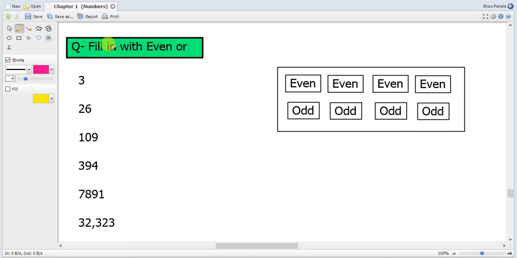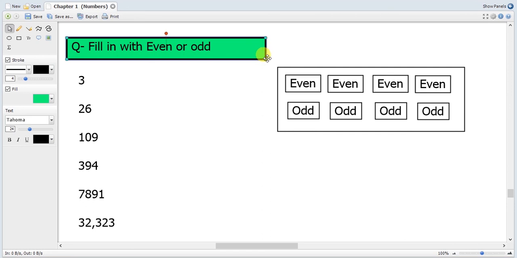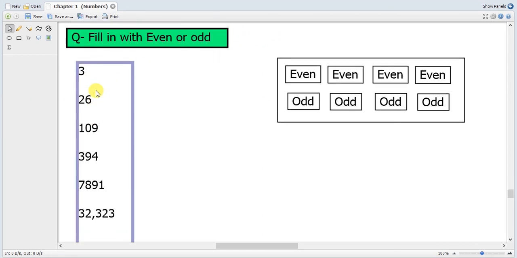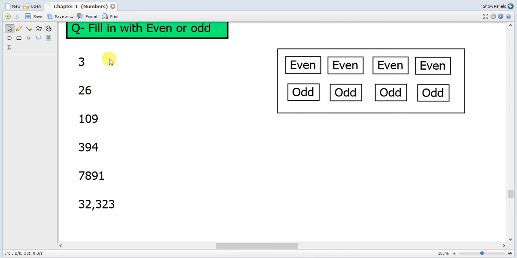Okay, let's move on to the next portion of the same concept, where we have to fill in with even or odd. So we have to identify whether each number is an even number or an odd number. Now I am pretty sure that would be a very easy activity for you to solve. So let's begin.